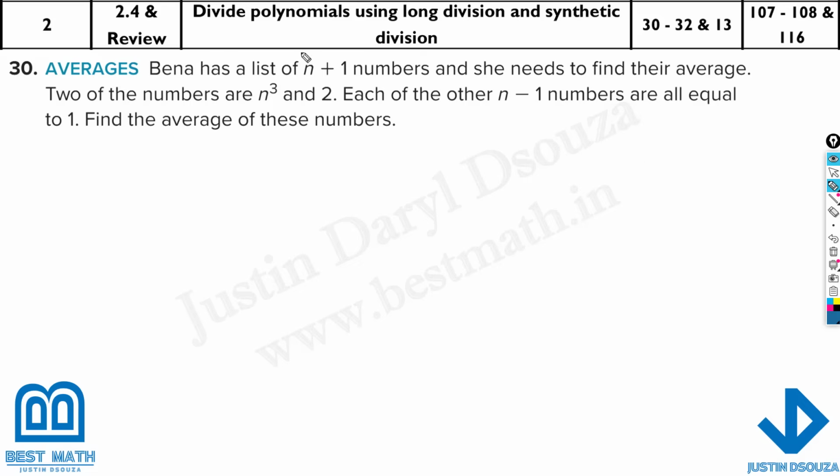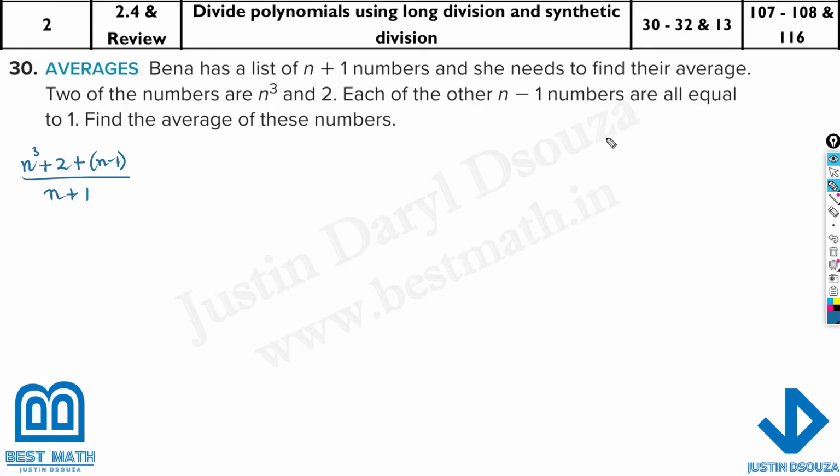Now here you are being told there is n plus 1 numbers. So that n plus 1 is down because that must be divided. The total numbers, how many numbers are there? That must be divided. What are the numbers? They must be added up. So we know two of the numbers are n power 3 and 2. But we don't know the other. But they have clearly told each of the other n minus 1 numbers. That means there are still n minus 1 numbers which are all equal to 1.